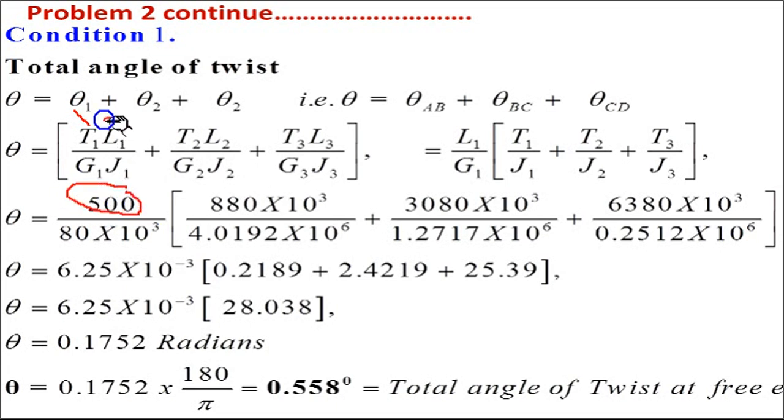Here the length is the same. If you take L1, L2, L3 common, it is the same for all three sections. G is the same, so L and G you take common, and the remaining terms are only torque and polar moment of inertia. You just add all three things, then here you will get theta as 0.1752 radians, and in degrees it will be multiplied by 180 upon pi. So in this way you will get the total angle of twist at the free end by adding all three thetas.